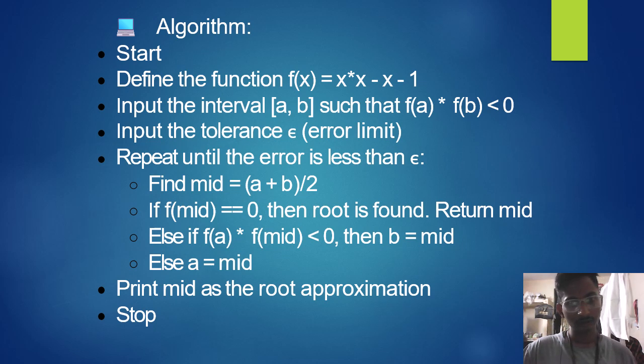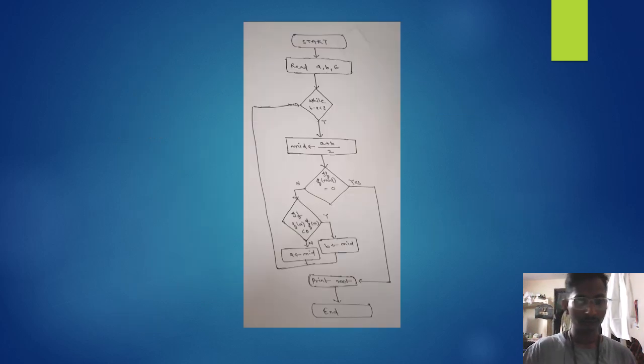Start. Define the function with this equation, and input the interval a, b such that this equation holds. Input the tolerance error limit, and repeat until the error is less than e. Find the mid, which is (a + b)/2, and f(mid). If f(mid) is equal to 0, then the root is found and return the mid. Else, if f(a) multiplied by f(mid) is less than 0, then b is equal to mid, else a is equal to mid. Print the mid as the root approximately and stop. End of algorithm.